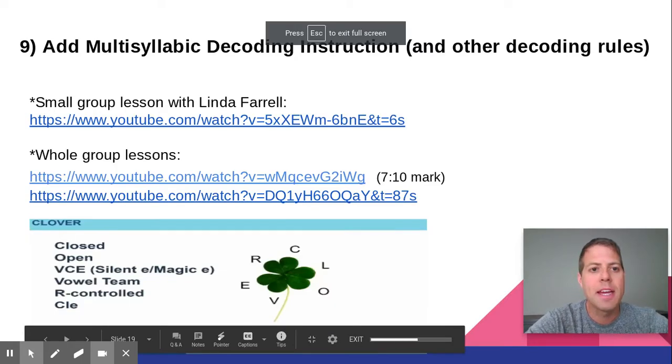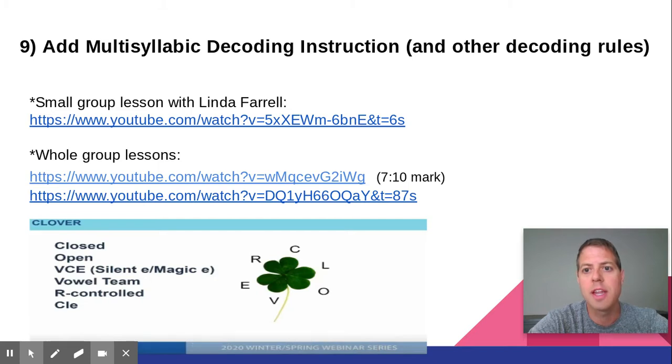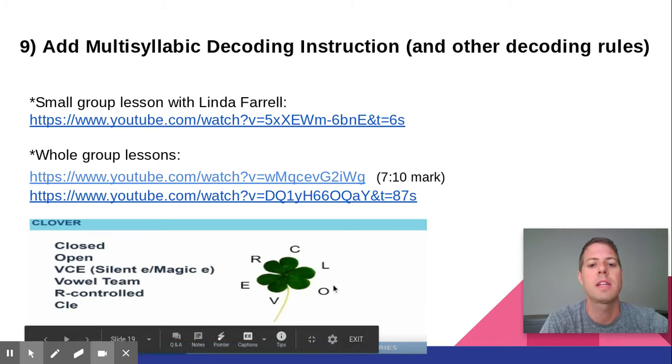All right, number 9, and that is adding multisyllabic decoding instruction and other decoding rules. So I always envision putting up a big word on the board, breaking it up by syllables, and making sure, of course, to keep in mind what's the scope and sequence, and then talking about different syllable rules. I picture having an anchor chart. I mean, who doesn't love an anchor chart? Have that near, or using this clever mnemonic device here, Clover.